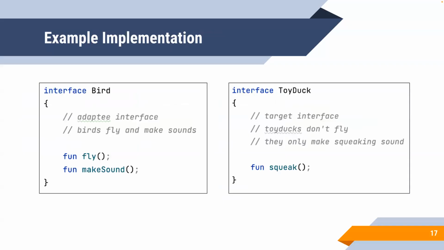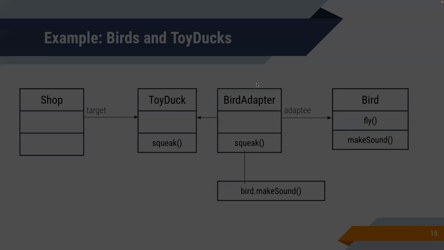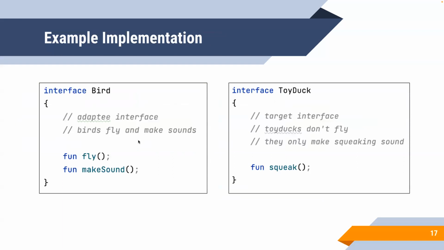So let's take a look at the code. Just as an example, we have these two interfaces like I showed you over here. Birds have a fly function and a make sound function, and toy ducks have a squeak function. In this case, this is our target interface. So we want to change a bird to a duck.